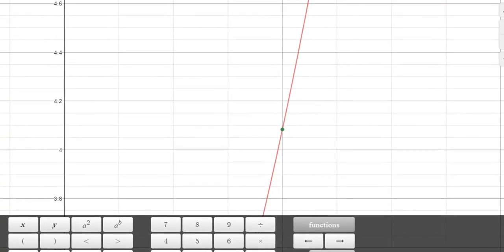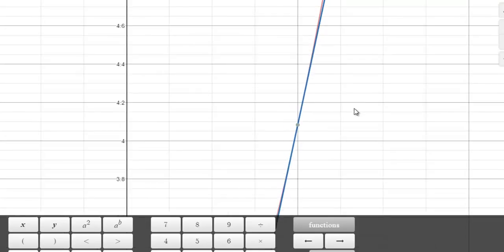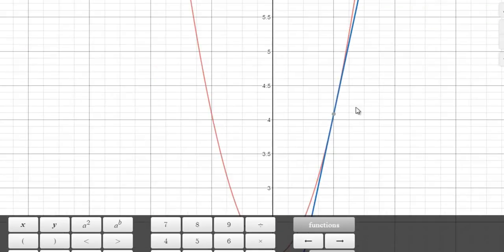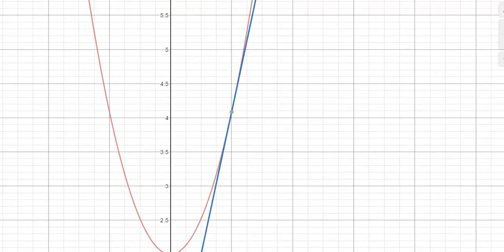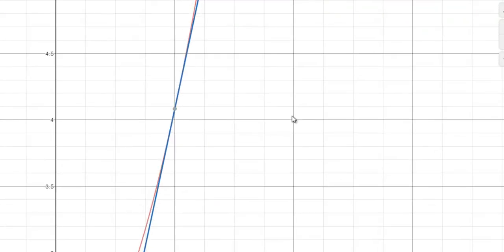5x minus 1 divided by 12. Oh, and it looks like we did it right, because look at there. The blue line is that tangent line just typed in. That's the point right here. Now, we want to see if that slope is 5.